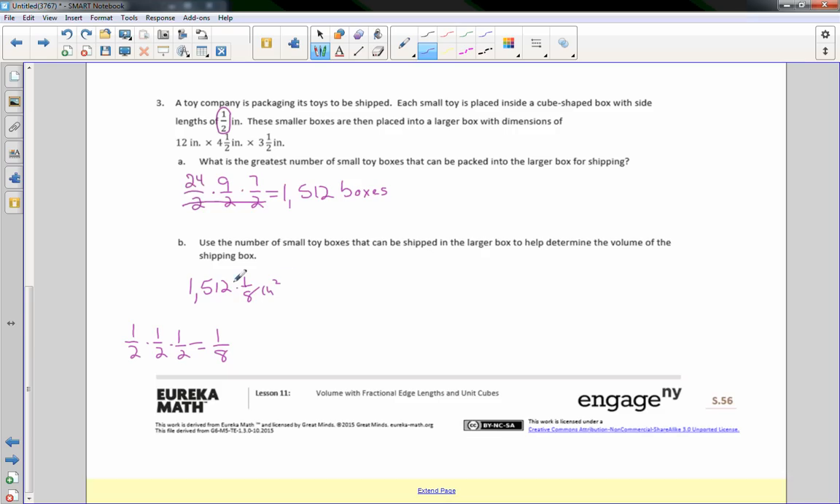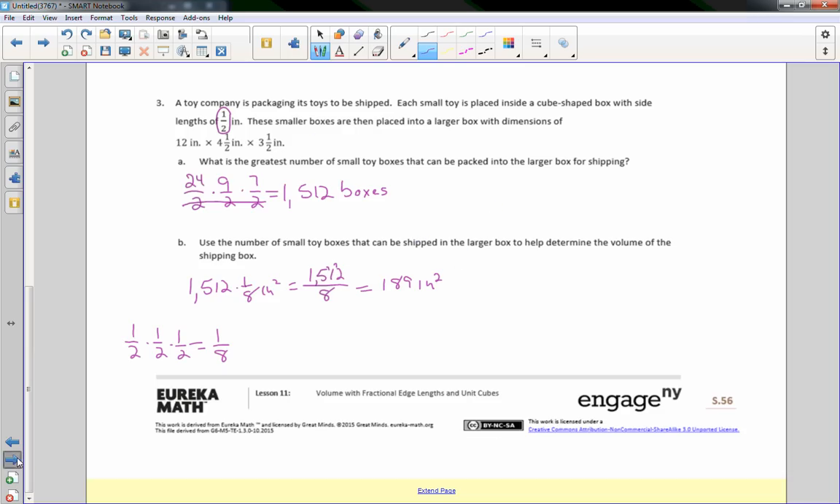So 1,512 times 1/8 is the same as 1,512 divided by 8. 8 goes into 15 once with a remainder of 7. 8 goes into 71 8 times, which is 64, with a remainder of 7. And 8 goes into 72 9 times. So 189 cubic inches is the volume of that box.